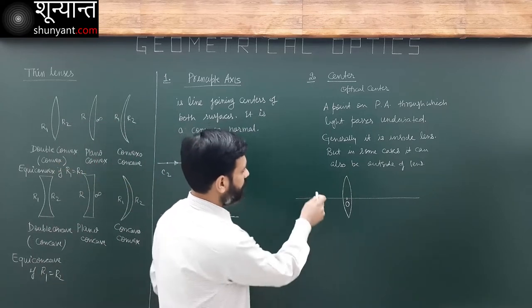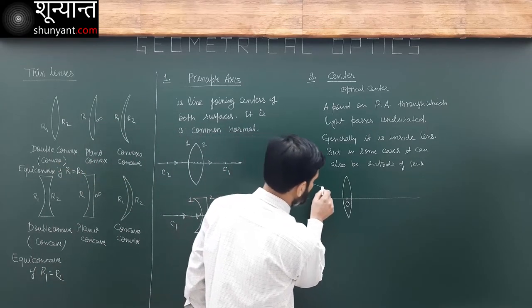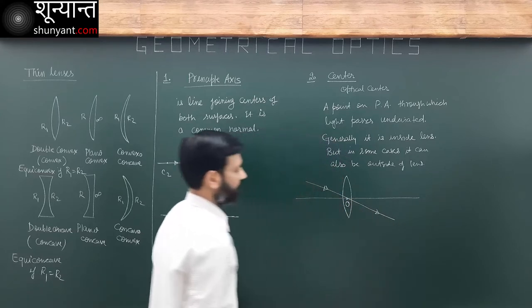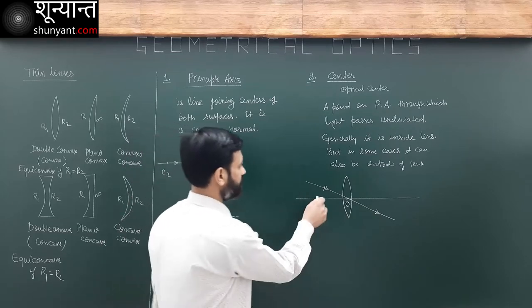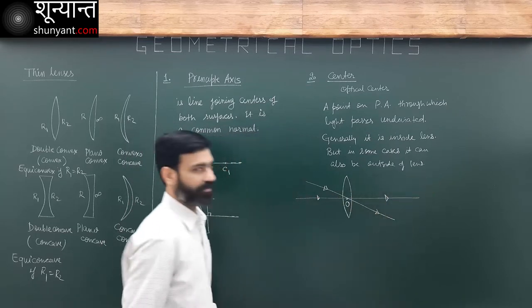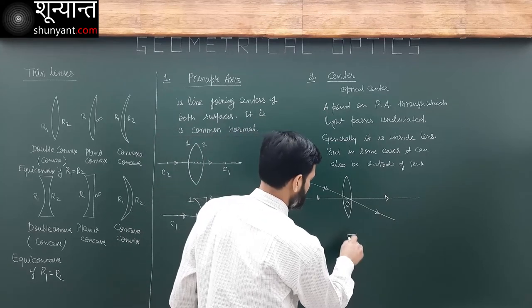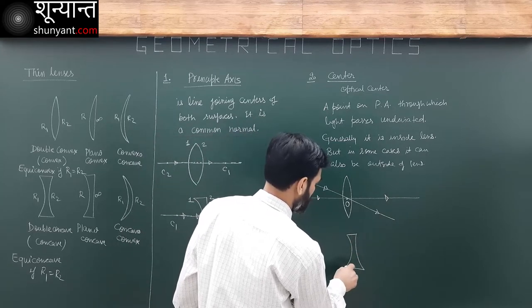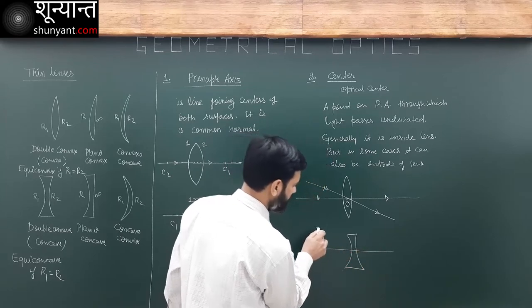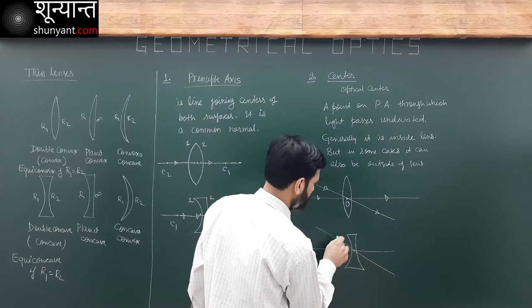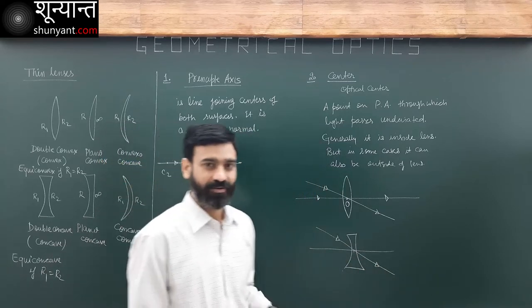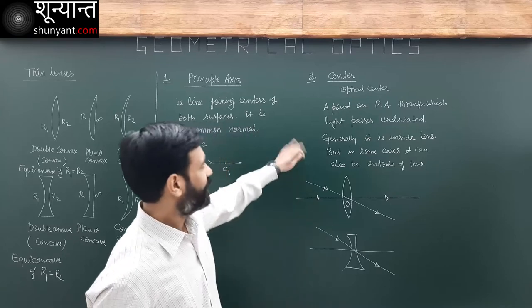If a light hits this optical center, it is going to pass undeviated. A light along the principal axis is of course passing through this optical center, so it passes undeviated. In any type of lens, if I have a light which is incident along the optical center, it is going to pass undeviated. All these things are going to help us in drawing ray diagrams. Note down these 2 points.